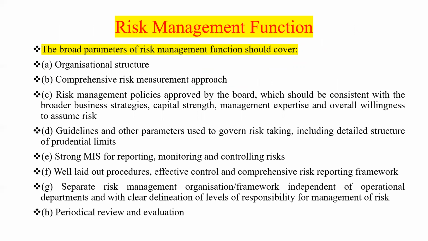What are the broad parameters the risk management function should cover? First one is organizational structure. Second one is a comprehensive risk management approach. First of all, we have to structure ourselves, that is the organization structure, a specific department for the measurement of risk. Then, if there is a department, they have a specific approach: a comprehensive risk measurement approach.